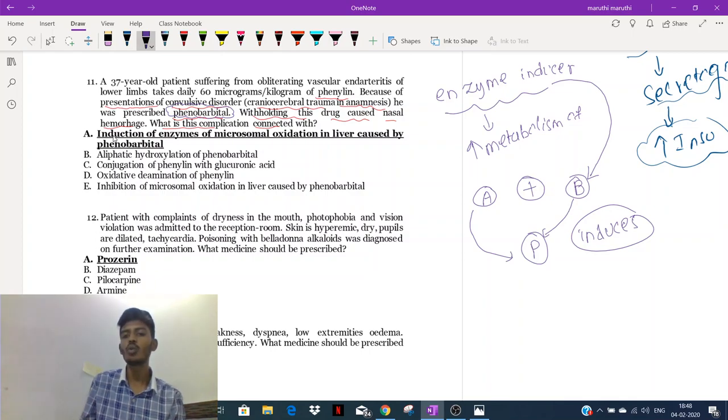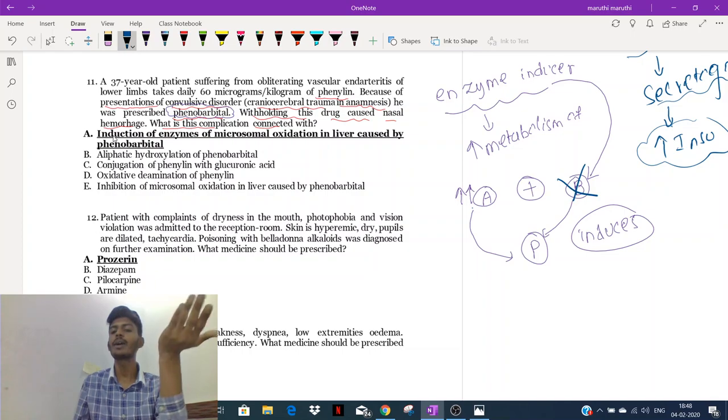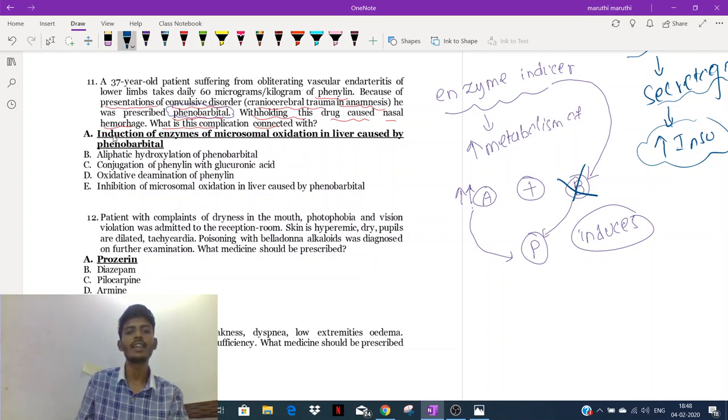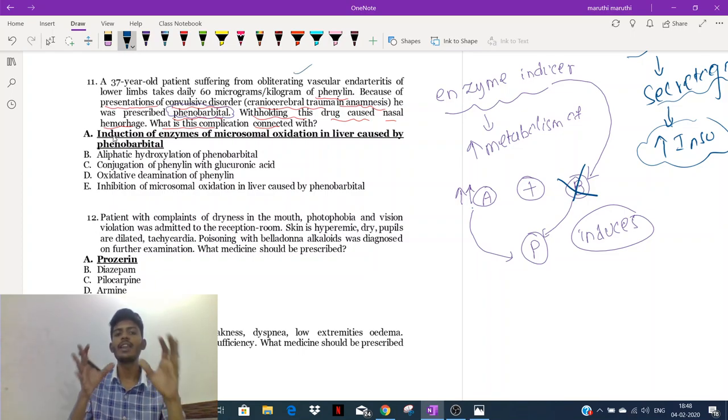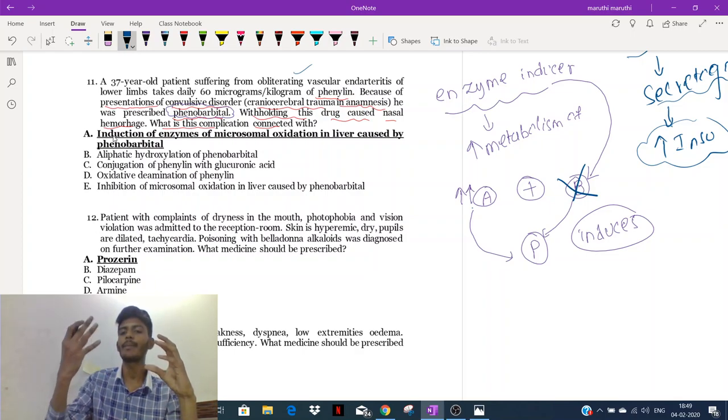Now what will I do to overcome this? I will increase the dose. Once I increase the dose, and all of a sudden I stop giving the inducer, now there is no induction. This drug will show the side effect because it will become more dose, as metabolism will become slow. Yes or no? Now, he is having some vasculitis. He was taking some drug, but he was taking it with phenobarbital. Phenobarbital is a type of enzyme inducer.